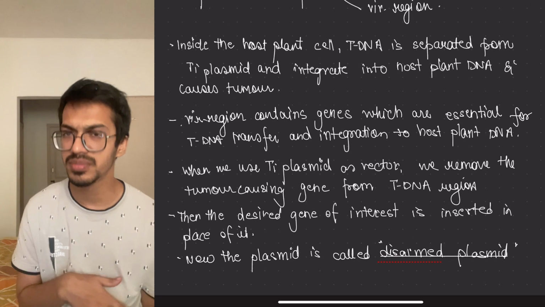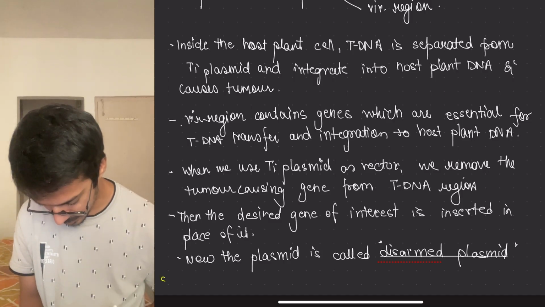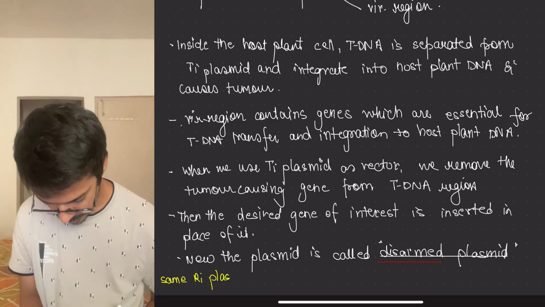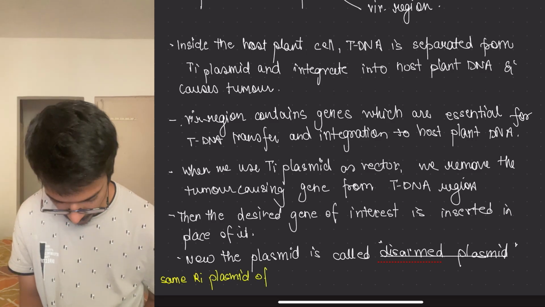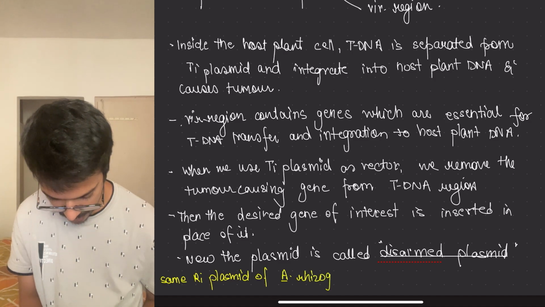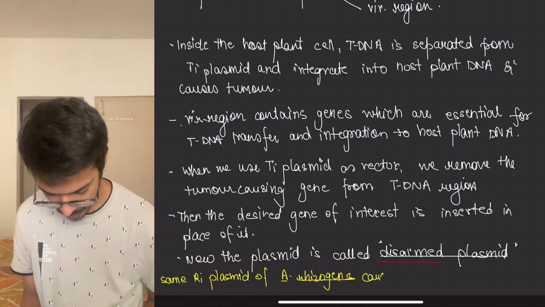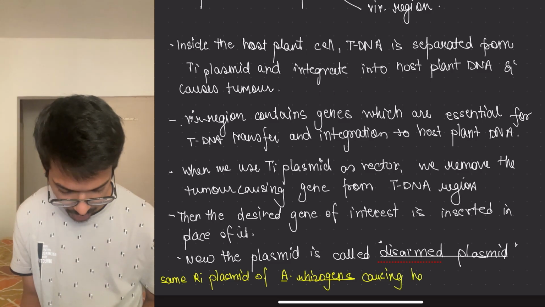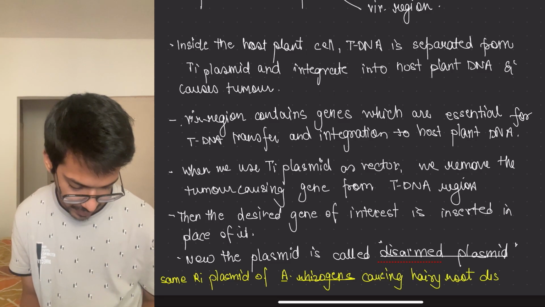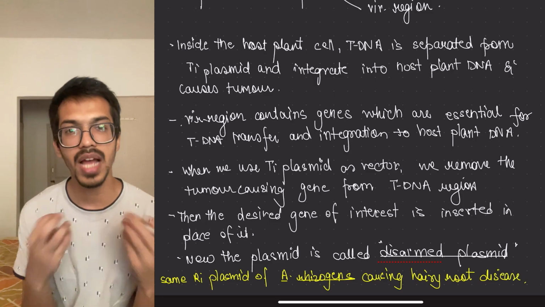Same, Ri plasmid is there. Okay, so here we're going to be writing it up. Just same, Ri plasmid of Agrobacterium rhizogenes causing hairy root disease in plants. So we understood how the plants do it.